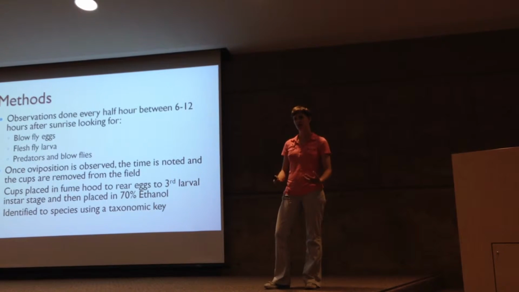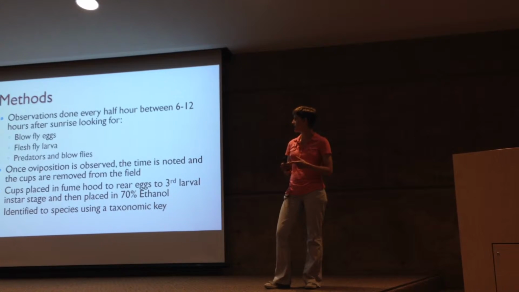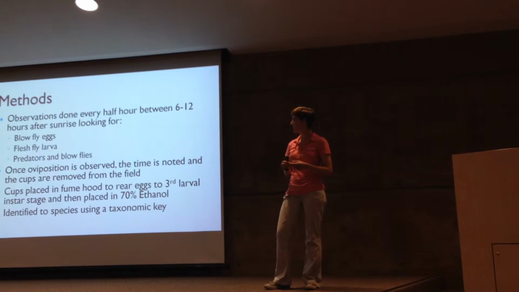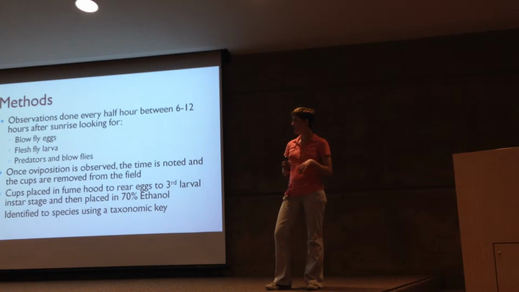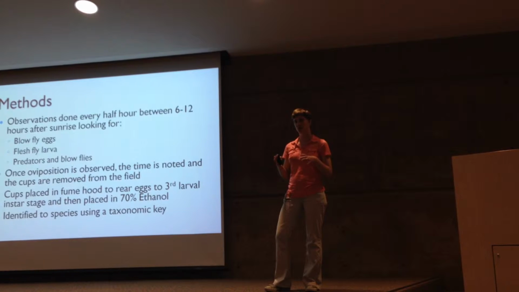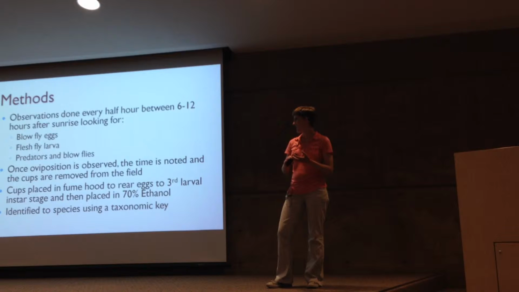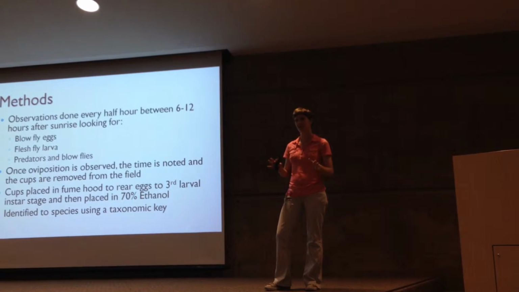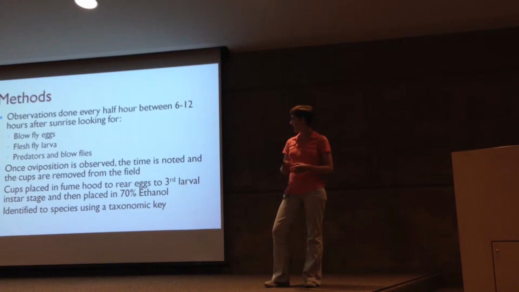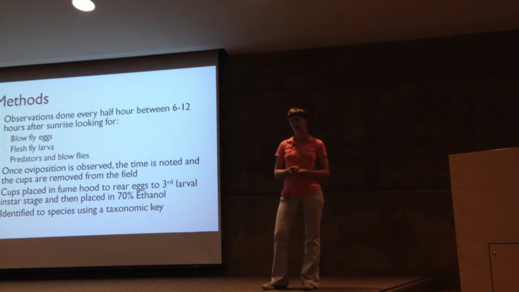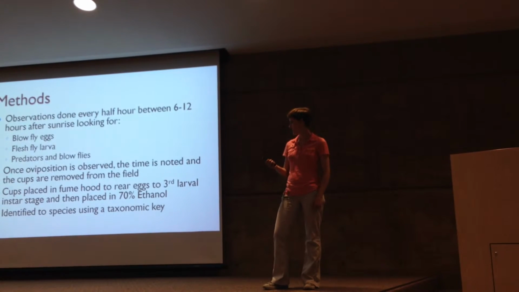Once observation starts, I will be checking the cups every half hour, and I'm looking for blowfly eggs, the flesh fly larva, which I showed you earlier, as well as the presence of blowflies and predators. Once I find that oviposition has occurred, the cup is covered and removed from the field, and it is done. Then the cups are placed in the fume hood at the end of the night, so they can develop into the 3rd larval instar stage, so they can then be identified using a taxonomic key.